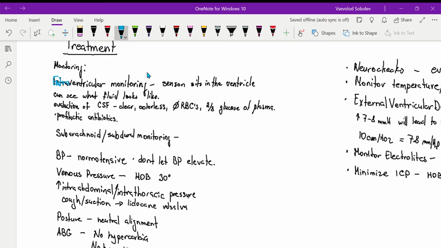So you would give these patients also antibiotics, because since they have this drain, they will have to prevent the infection, just preventative. Also the insertion into the skull is wrapped with maybe iodine. Subarachnoid, subdural monitoring can also be performed.